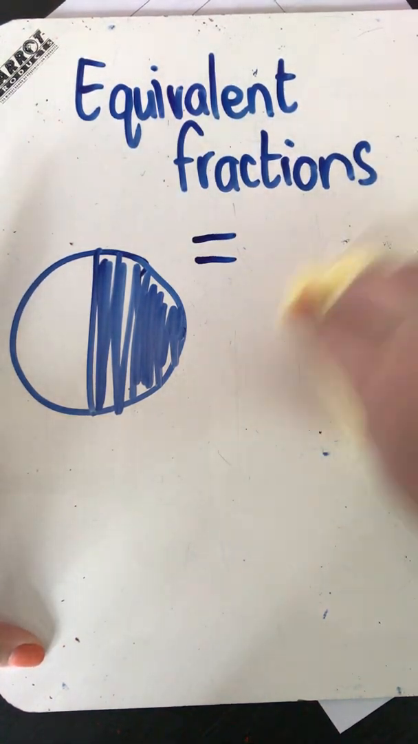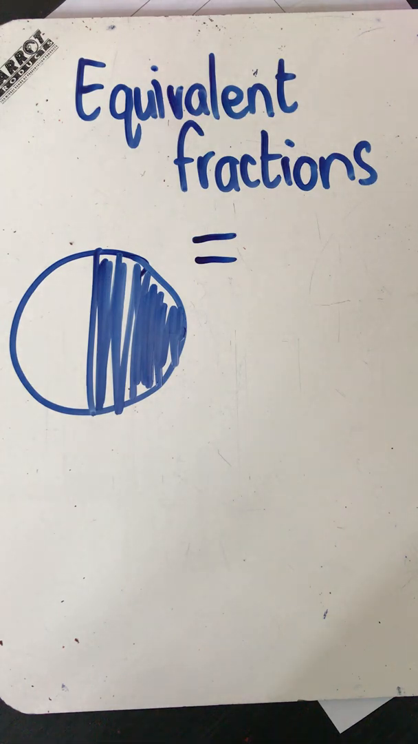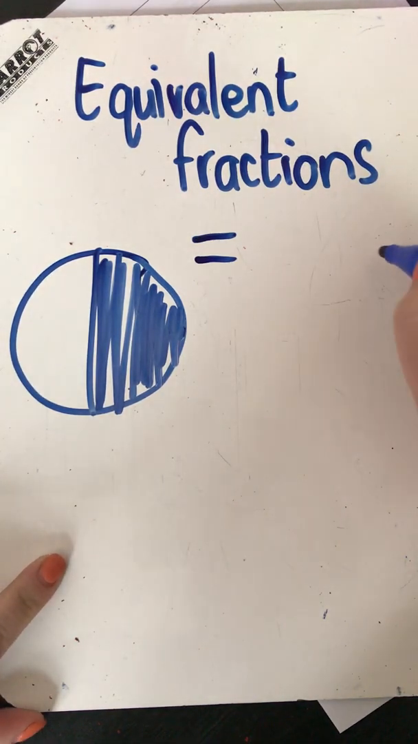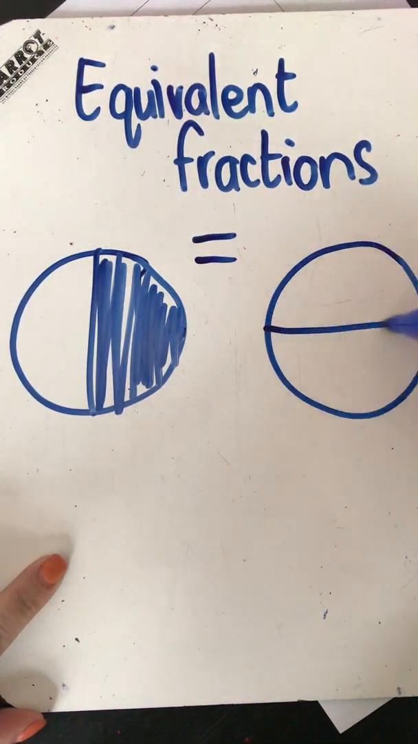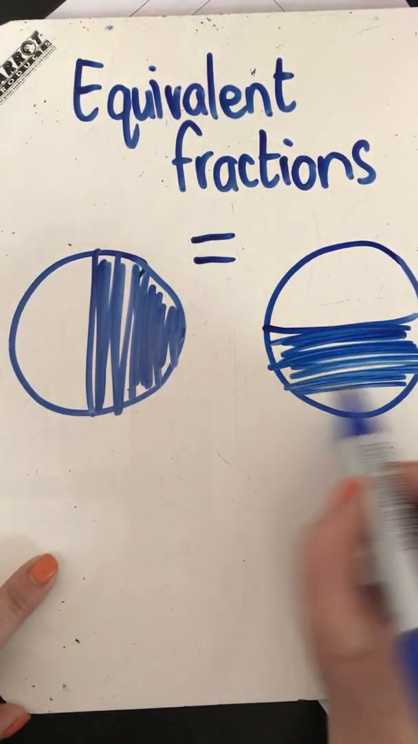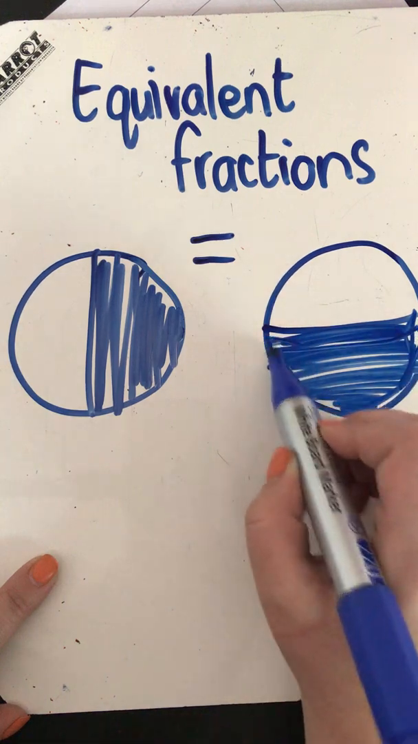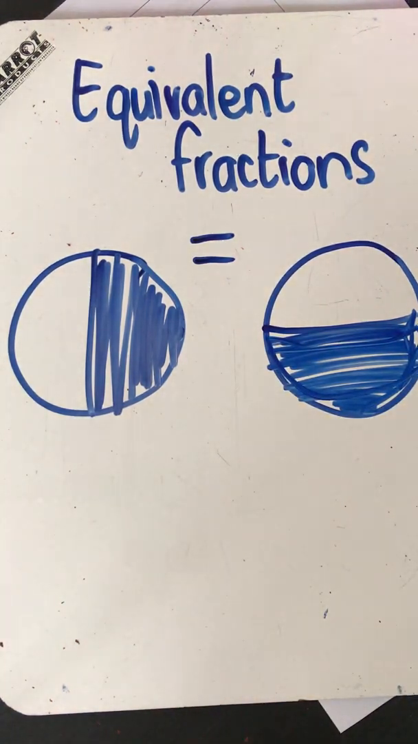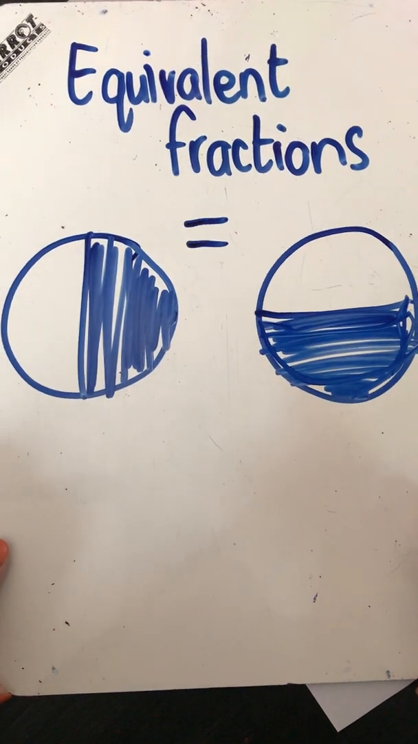It does not mean that they need to look exactly the same. This side can look like this as well. And they are still equivalent, because both of them have a half colored in.